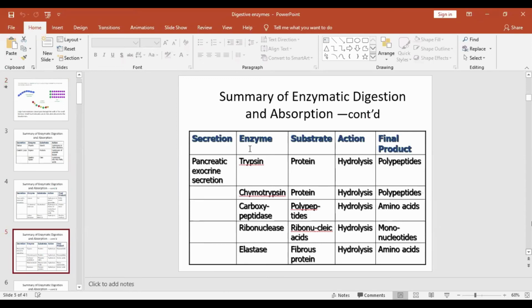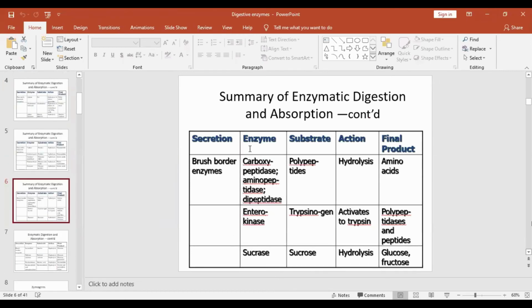Similarly, trypsin, chymotrypsin, carboxypeptidase, and elastase are also enzymes present in pancreatic secretions, and they help in the digestion of proteins and different types of nucleic acids, causing the hydrolytic breakdown of those compounds.